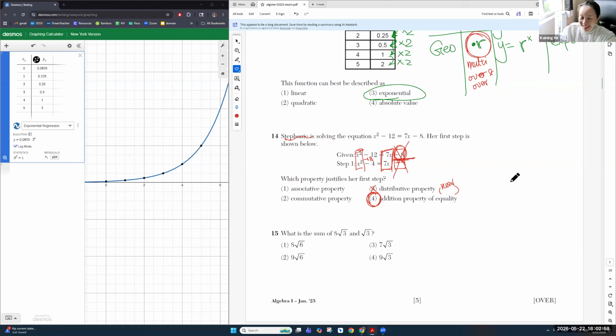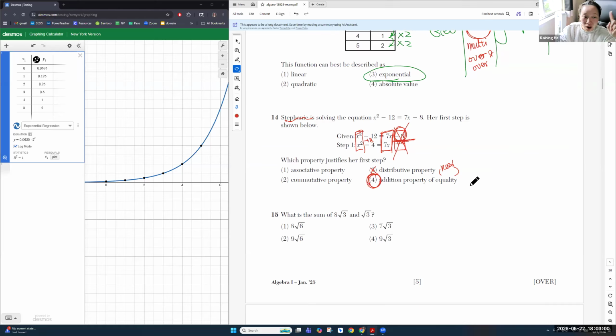Yeah, we're going to do that. Question number 15. Let's take a look. This is combine like terms. So what we're going to do, they said the sum. Sum means addition. So now this is 8 square root of 3 added with the square root of 3. What do we have as an answer? This is just combine like terms. Since we're doing addition, nothing else too crazy.